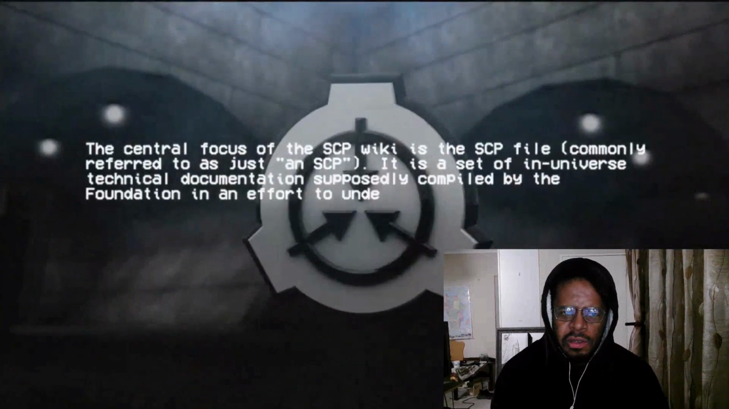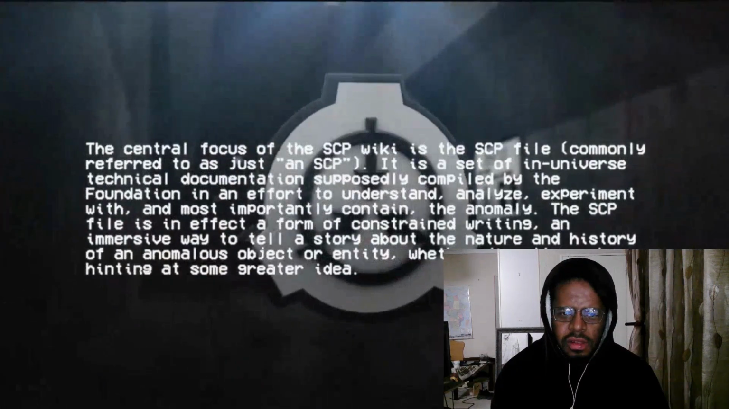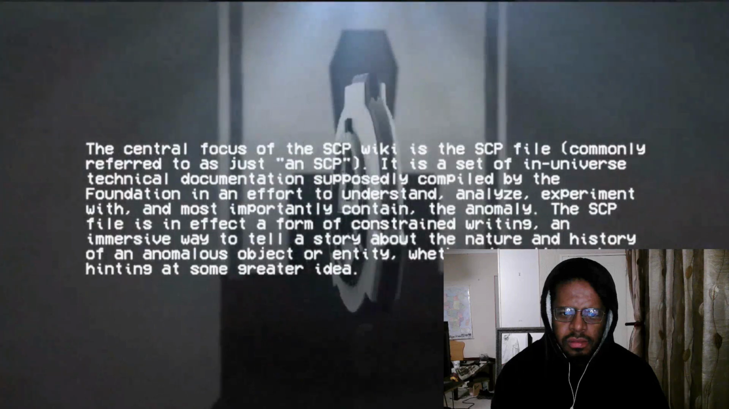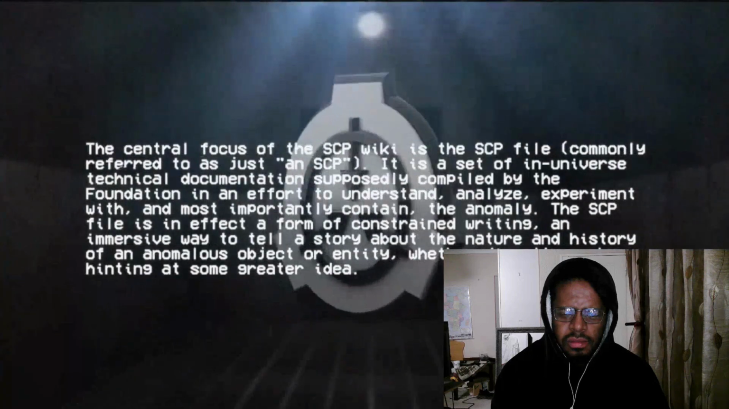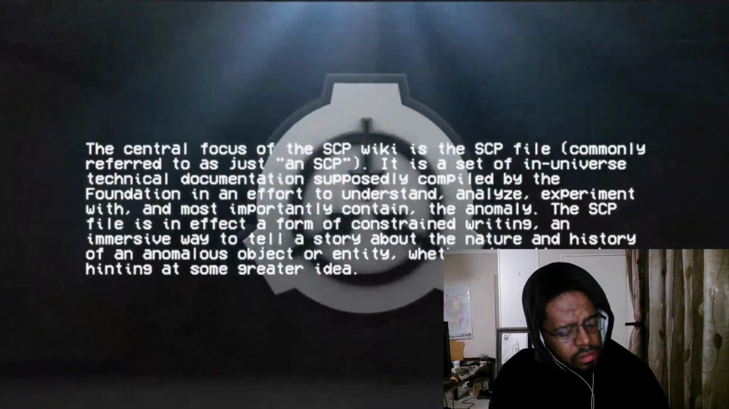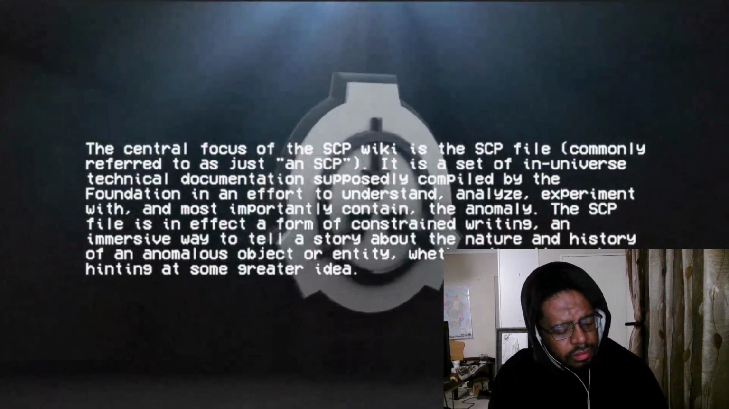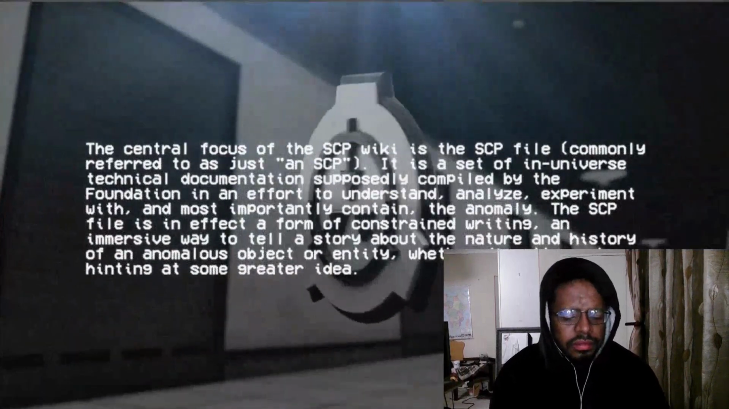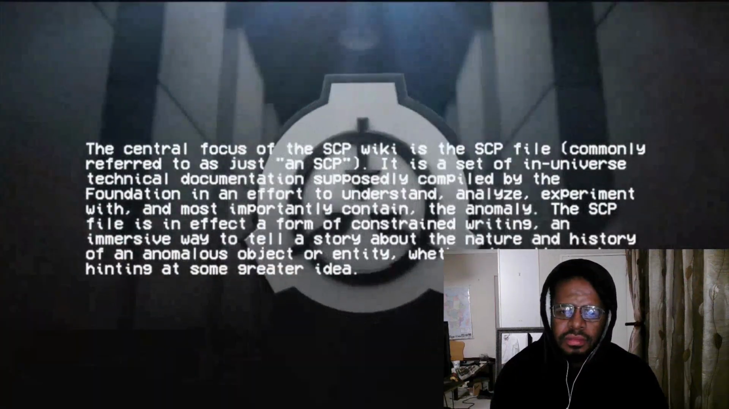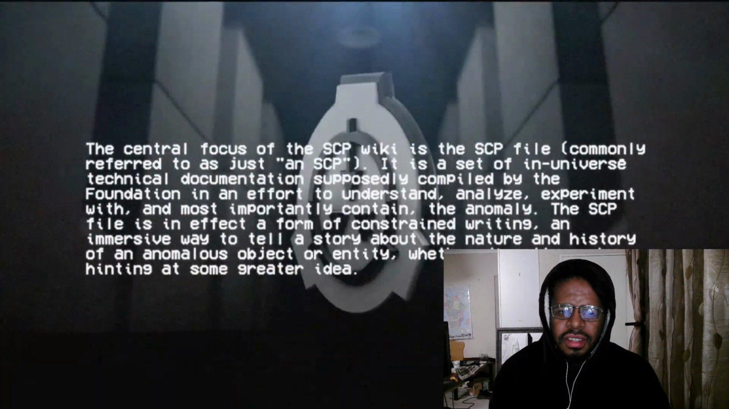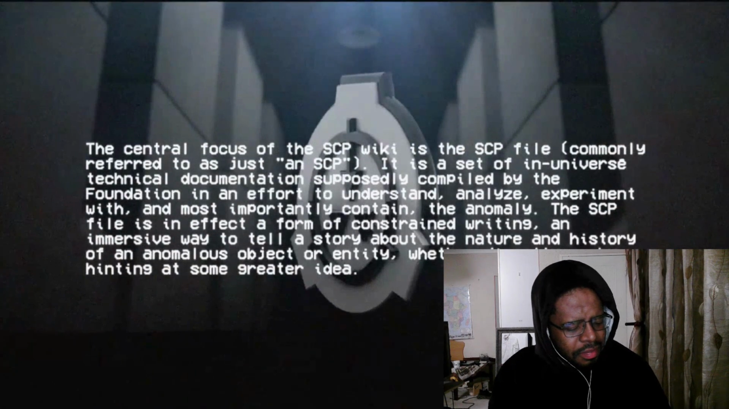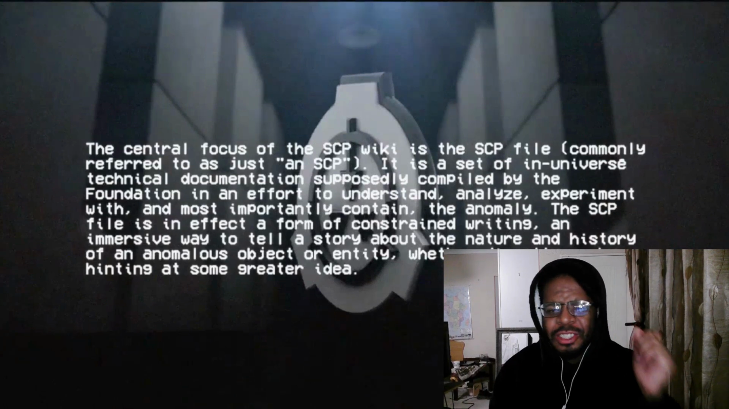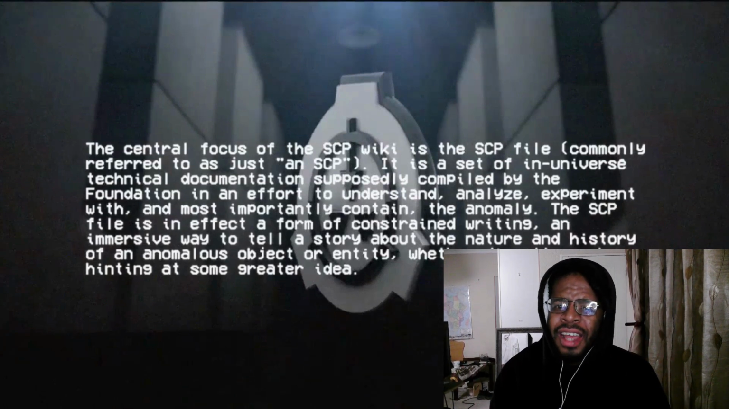The central focus of the SCP Wiki is the SCP file, commonly referred to as just an SCP. It is a set of in-universe technical documentation supposedly compiled by the Foundation in an effort to understand, analyze, experiment with, and most importantly, contain the anomaly. The SCP file or SCP Wiki reminds me of Star Trek's Memory Alpha. Yeah.